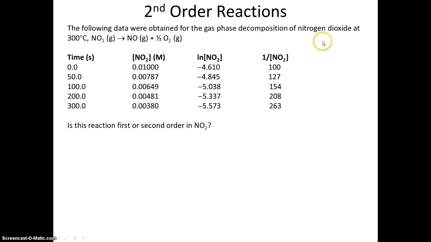So the easiest way to do this is to plot the two and see which one is linear, because we saw from the equations that we generated from our calculus for the integrated rate forms that they have to be linear. First order is linear with natural log, second order is linear with inverse.